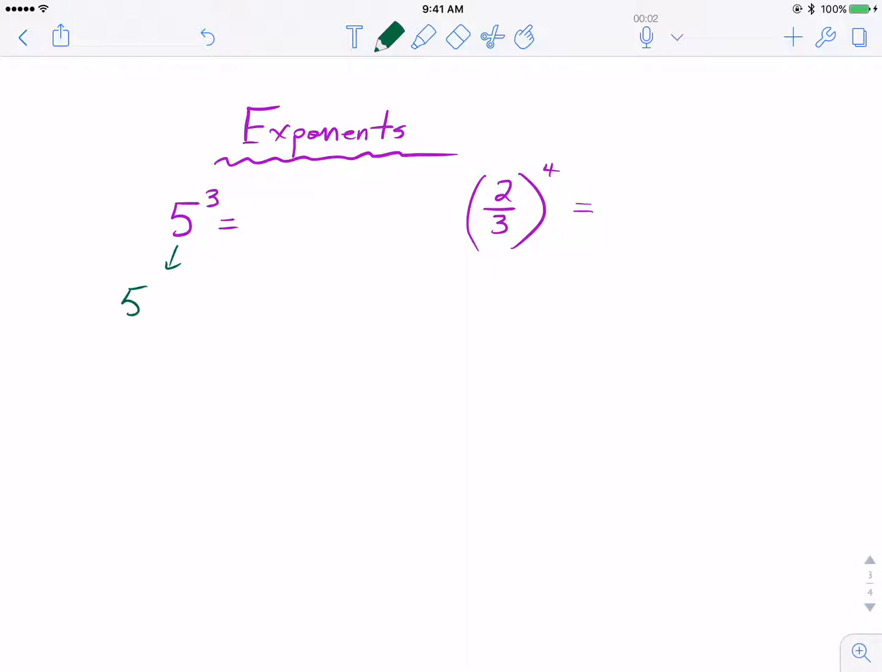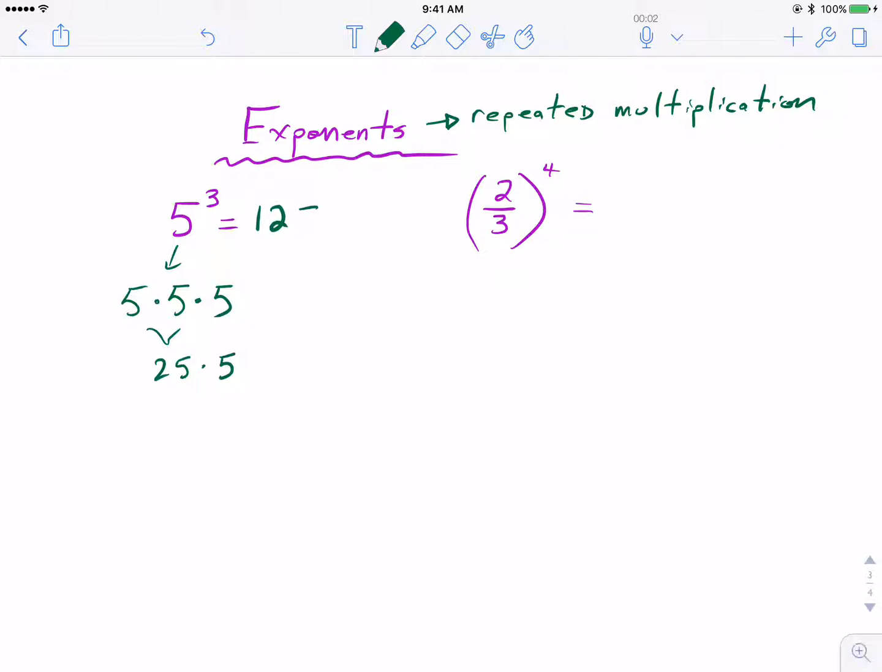First of all, exponents indicate repeated multiplication. In other words, an exponent is telling you how many times to multiply that particular number, which we can refer to as the base, by itself. So 5 to the third really means 5 times itself 3 times. Okay, which would be 5 times 5, which is 25, times an additional 5 would give us a grand total of 125.